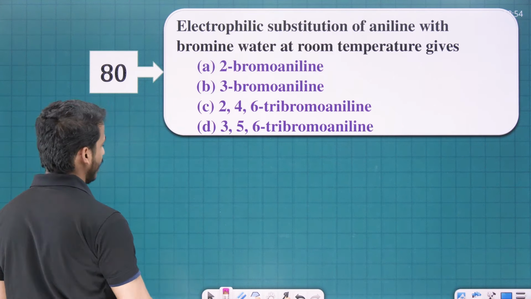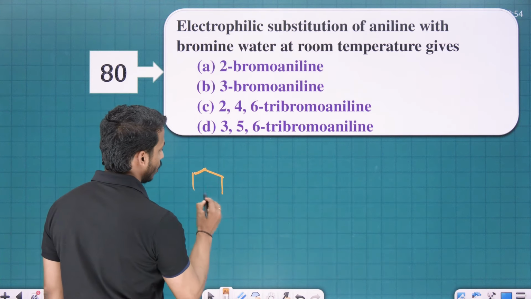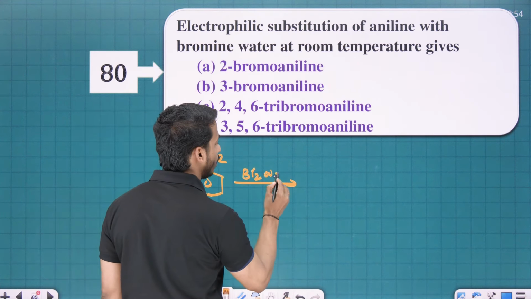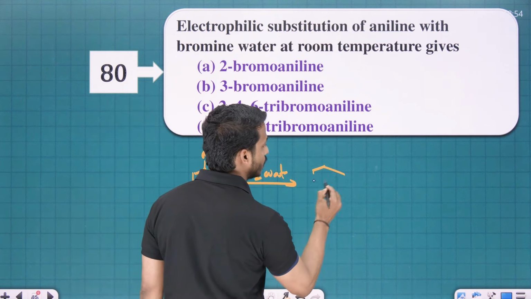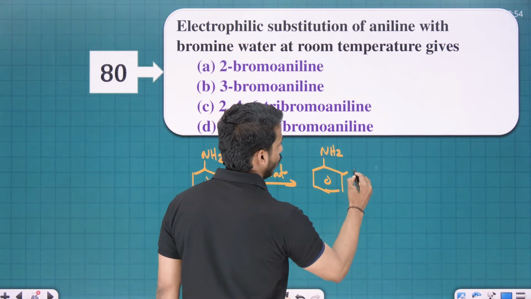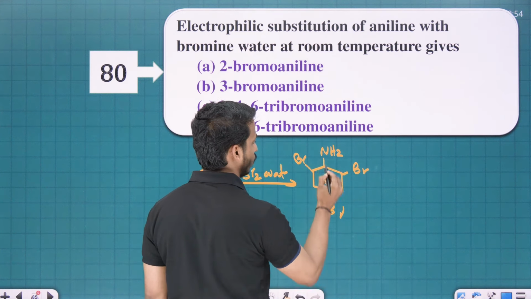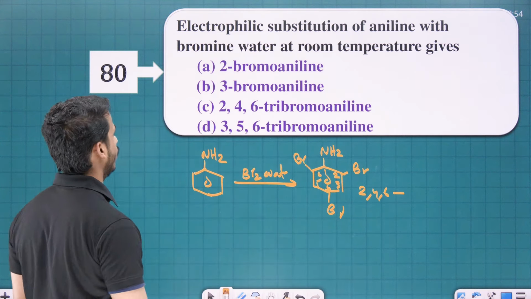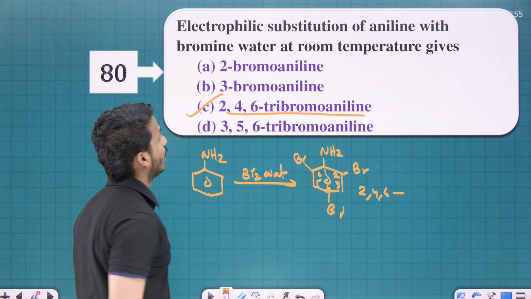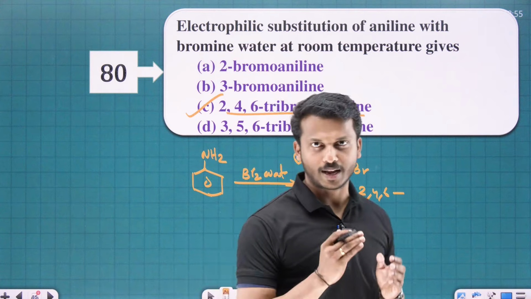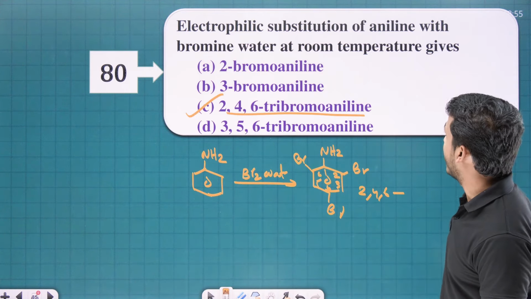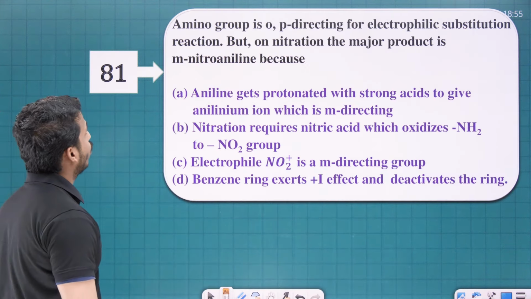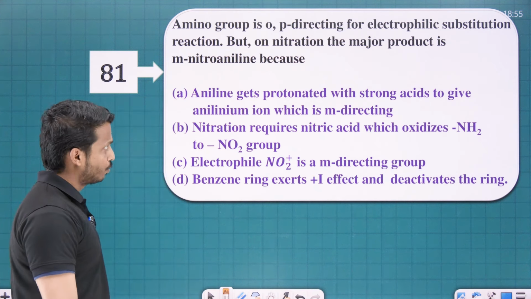Electrophilic substitution of aniline with bromine water. Yes, we know aniline is a very strong ortho-para directing group. If you directly add bromine water, the bromine goes to all of its ortho and para positions. So it becomes 1, 2, 3 positions. We can say 2,4,6-tribromoaniline forms. Remember, aniline is a very strong ortho-para directing group. When it reacts with bromine water directly, it gives 2,4,6-tribromoaniline. The amino group is ortho-para directing for electrophilic substitution, yes.